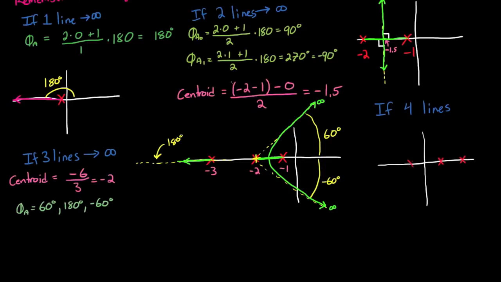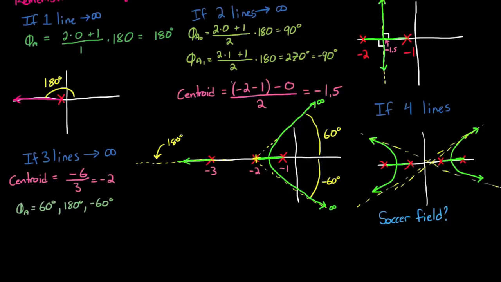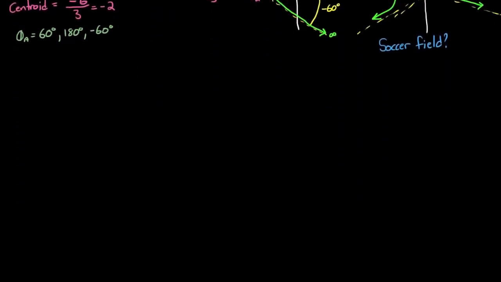And of course, you can do the exact same thing with four lines, where they would crash into each other and you'd have four asymptotes, which in this case I think looks a little bit like a soccer field from above. Now, while the angles of the asymptotes are always the same for four lines going to infinity, the center of gravity, which is where they intersect the real line, will be different based on your poles and zeros for your particular system.